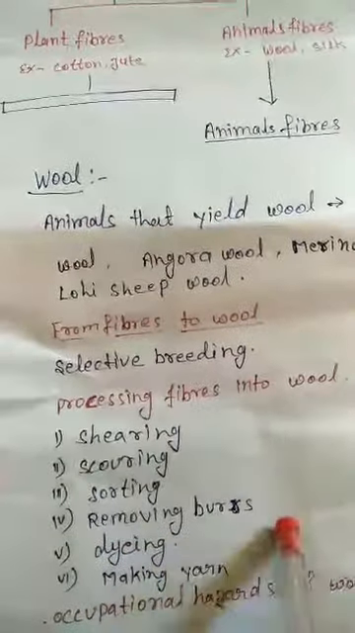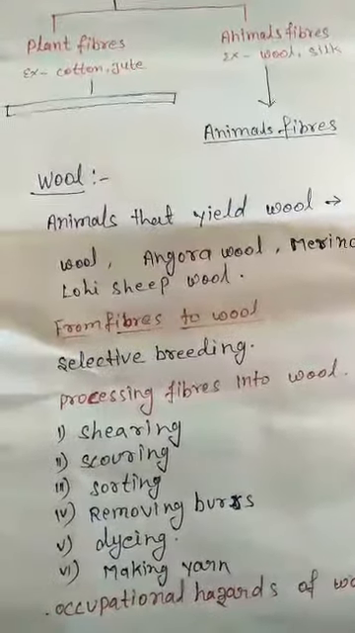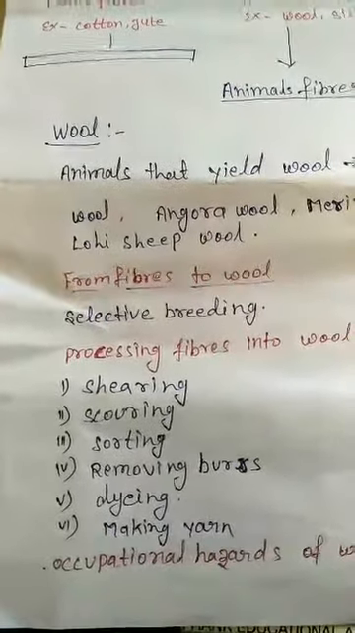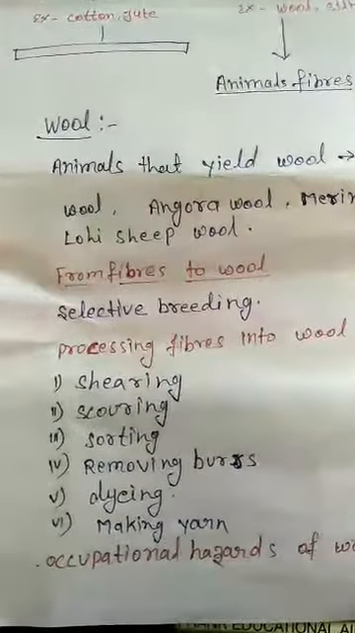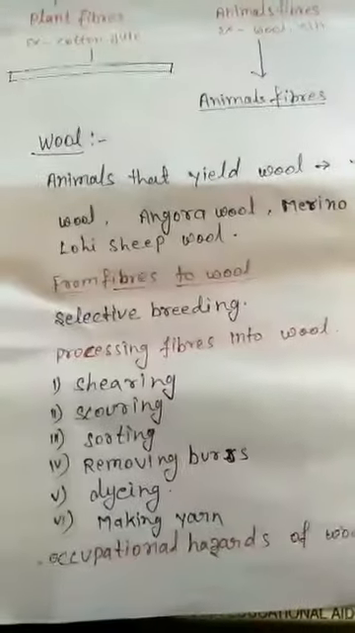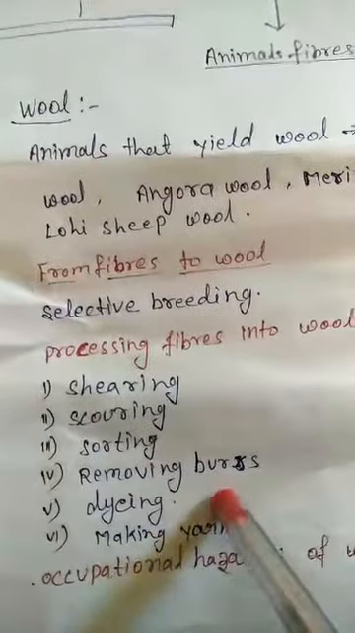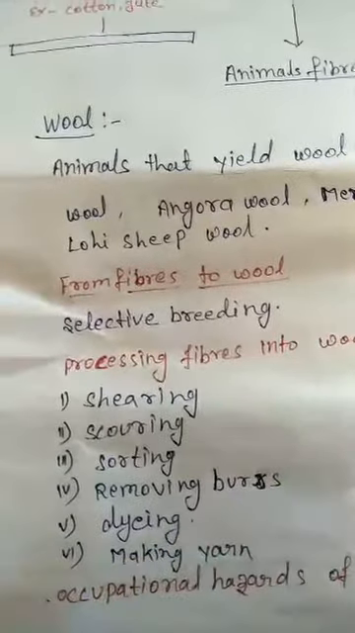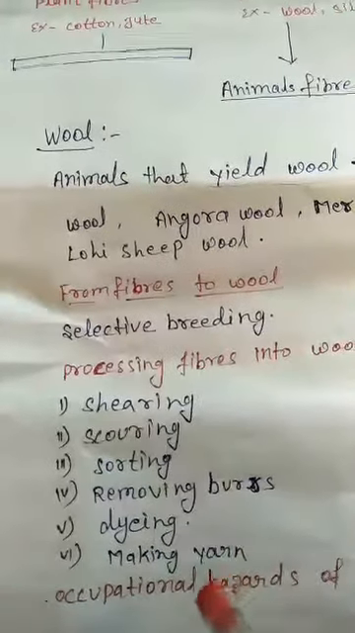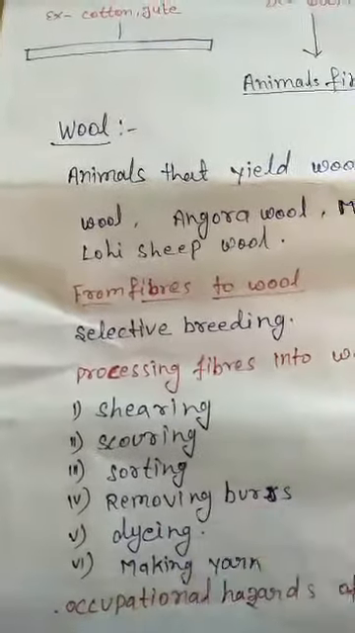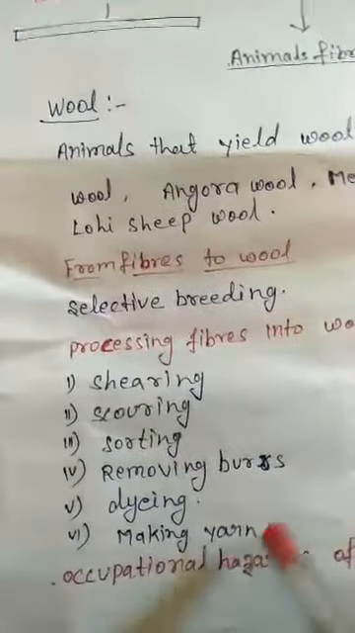Next is removing burrs. Small fluffy fibers are called burrs. In the fourth step, they are removed and the wool is washed again and dried. Next is dyeing. As you know, the natural color of sheep is generally white, black and brown. That's why the fibers are colored in different colors, and that process is called dyeing. It means coloring of wool is called dyeing.